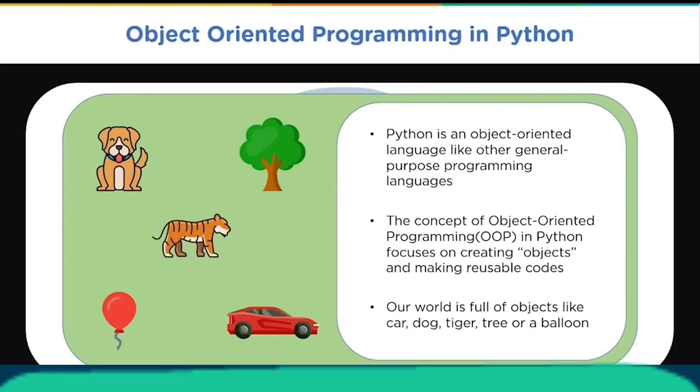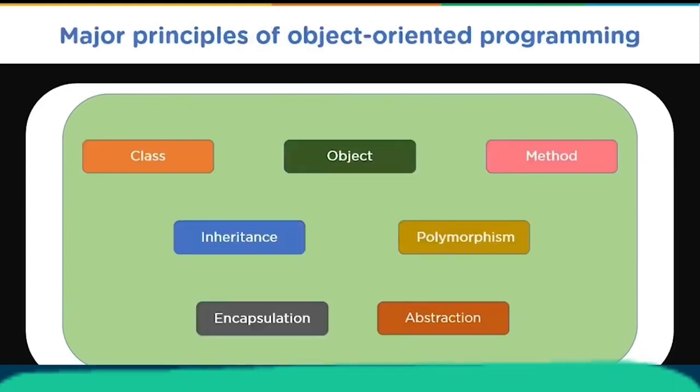Now, for example, in this presentation, what you are seeing is that we are surrounded by objects like a car, dog, tiger, tree, or a balloon. So these are typical examples of objects which you encounter in day-to-day life. Now, what are the major principles of object-oriented programming? So these are the different kinds of terminologies. Classes are there. There are objects. There are methods. Then on these classes and objects, you apply inheritance, polymorphism, encapsulation, and abstraction.